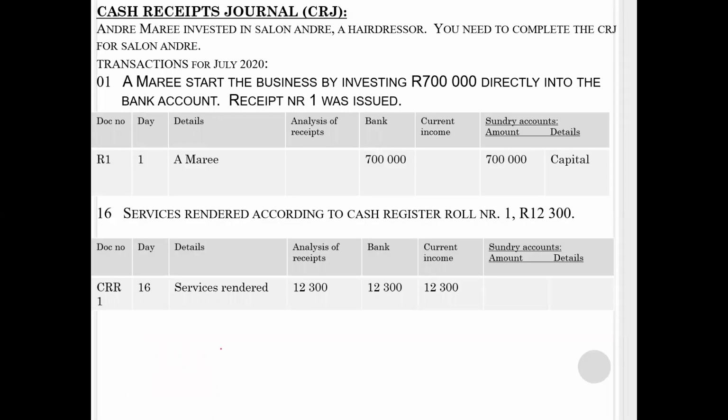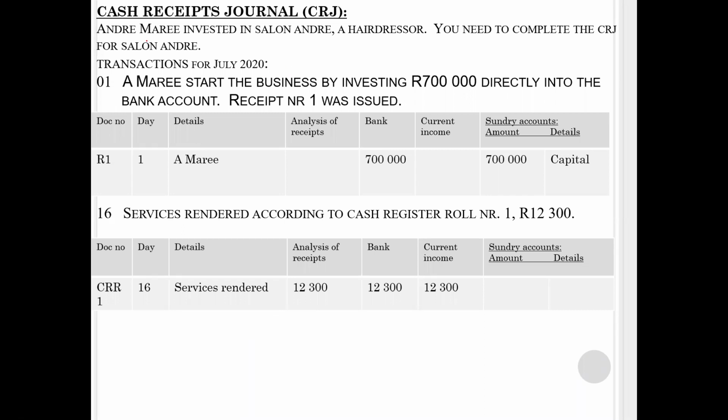Right, I see Lucidi saying there on the chat group that the journal is like a first book of entry. You are absolutely correct. So after a transaction has happened and it was written in the source document, then you're going to write it into the first book, and that is going to be your cash receipts journal. Right, so let's look at some examples again.